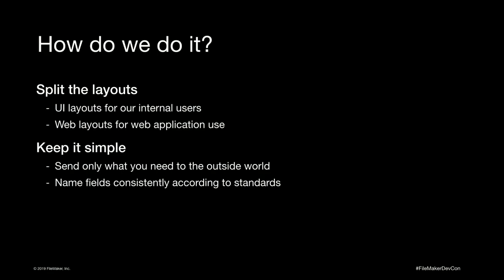So when we're building these types of web experiences, the very first thing we do is we split up our layouts. We have our UI layouts in FileMaker that are for our internal users, much like the trade show dashboard I just showed you. And then we have web layouts that are for use by the web application exclusively. I'll tell you a little bit more about why we separate those in just a minute. We also try to keep things simple. We send only what we need out to the outside world, so we limit the data flow. And we also name our fields consistently according to standards, and that's very key when you're dealing with a web application specifically.